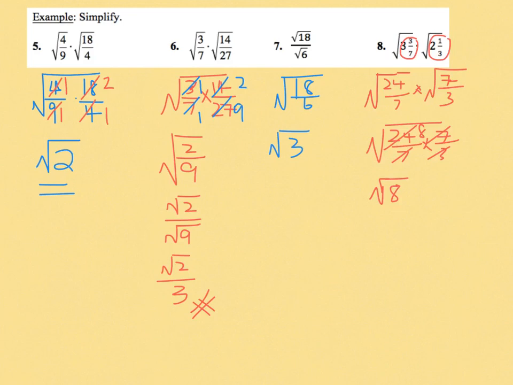And think about square root of 8. Can it be simplified further? We know that 8 can be written as the product of 4 times 2. So we can definitely simplify square root of 8 into a more simplified radical. So you get 2 root 2.